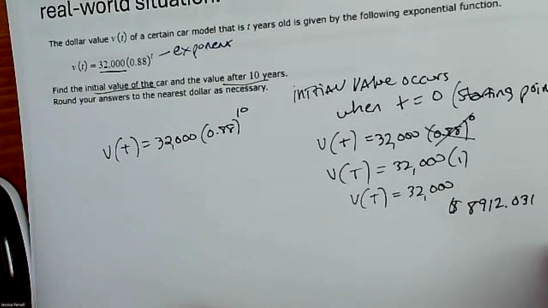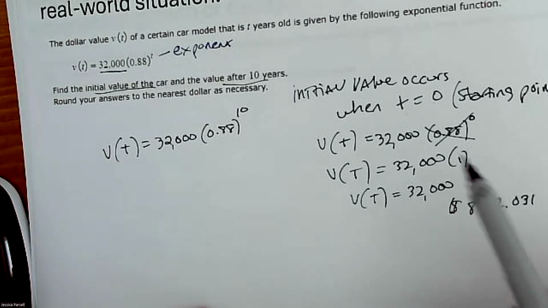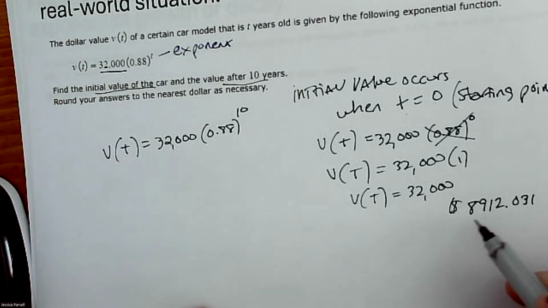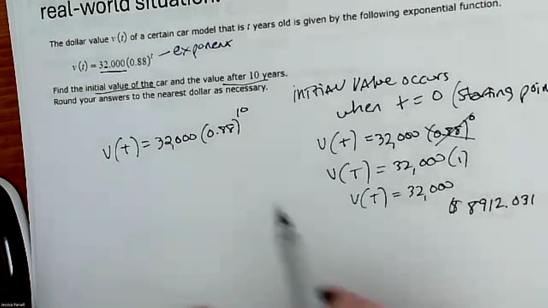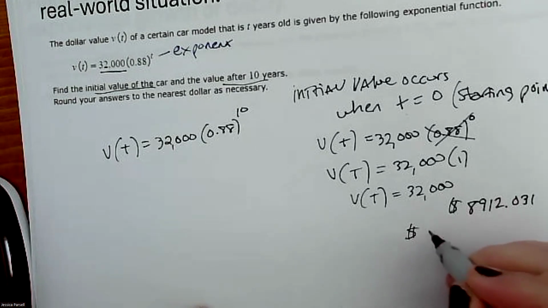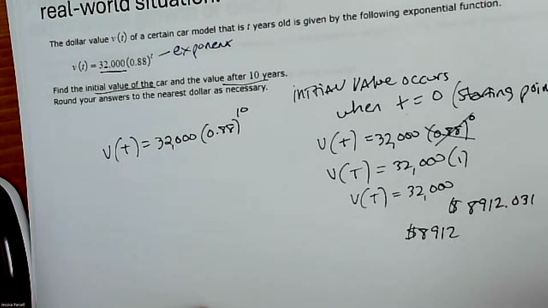So when they want us to tell them the value of the car after 10 years, you've got the car initially at 32,000, but after 10 years, of course, it's depreciated and now it's worth $8,912. They want us to round to the nearest dollar, so in that case, we're going to call it 8912.